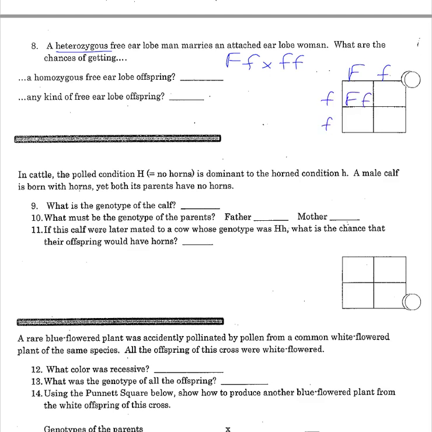and we can find out that there is no possible way that they can produce a homozygous free earlobe individual. Homozygous free earlobes means that they would need to have 2 big Fs. None of them can produce 2 big Fs, so it's a 0% chance. For any kind of free earlobe offspring, they just need to have the dominant allele for a free earlobe, and we can see that there is a dominant allele here, and there, so 2 out of 4 is a 50% chance.